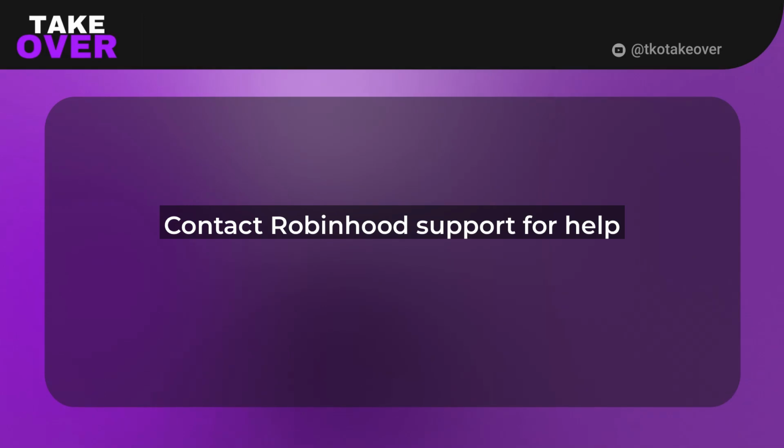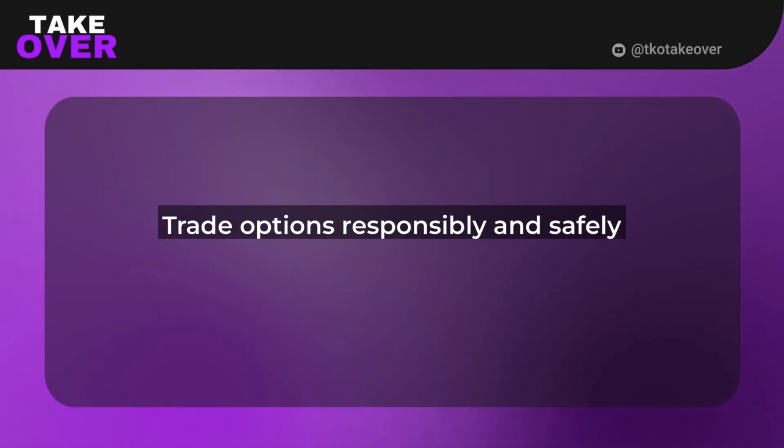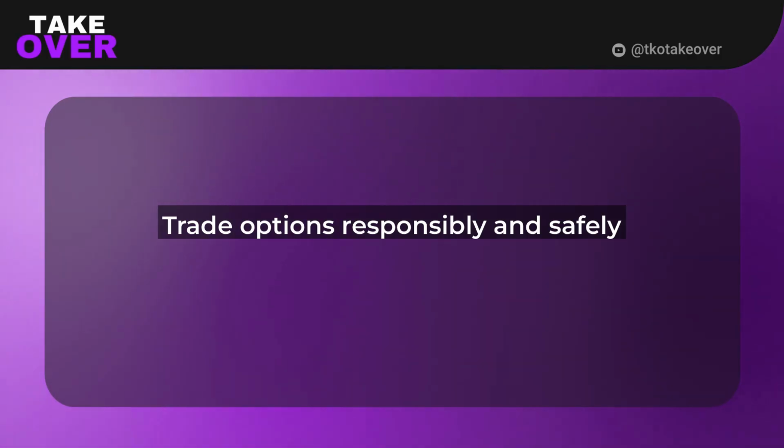Step 5. Contact Robinhood support if the problem persists. Go to the Help section, chat with a representative, and provide details like your account info and the error message. They're usually responsive and can escalate your case.